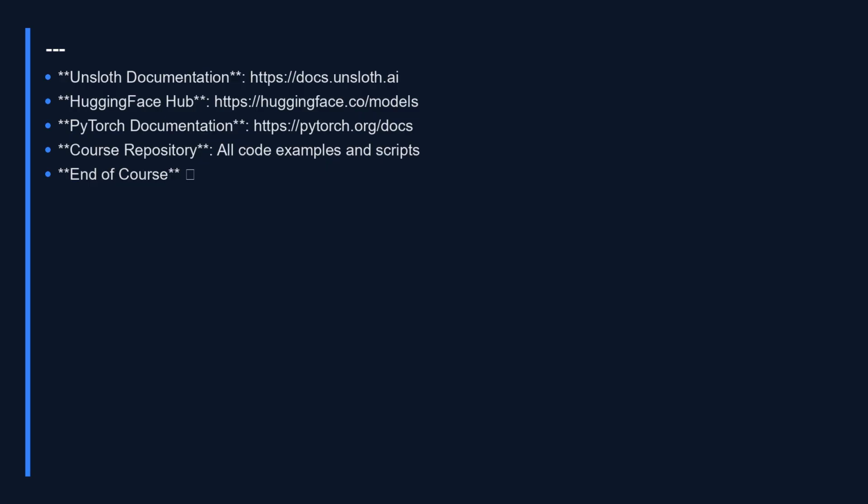The Unsloth documentation at docs.unsloth.ai for library-specific details. The Hugging Face Model Hub at huggingface.co/models for pre-trained checkpoints and community fine-tunes. And the PyTorch documentation at pytorch.org/docs when you need to go deep on the framework.